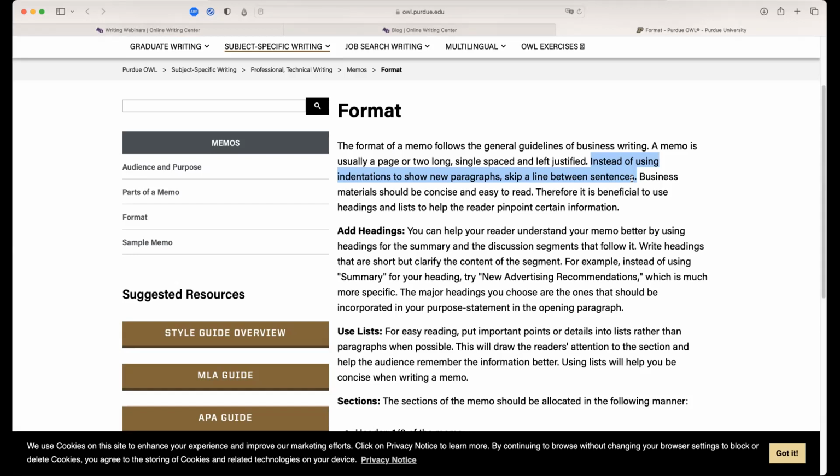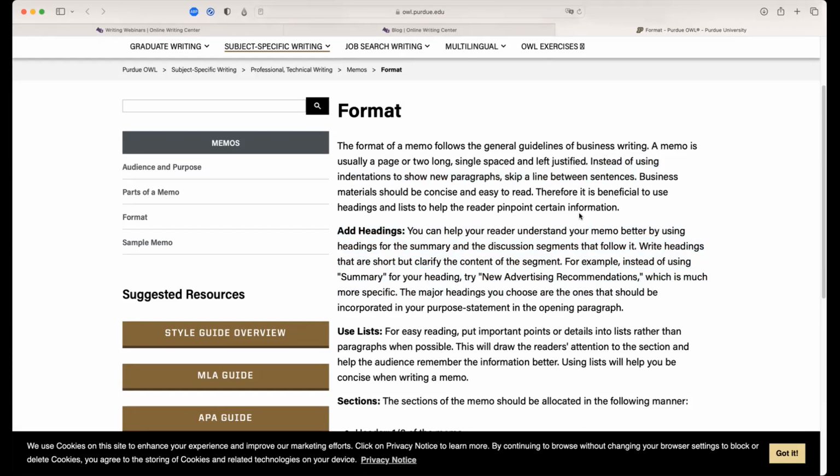Business material should be concise and easy to read. Therefore, it is beneficial to use headings and lists to help the reader pinpoint certain information. And I should specify here that when it says lists, we're talking about things like bulleted and numbered lists, rather than having an in-paragraph list. And there are cases when you would want that, but probably less likely in a memo. Why? Because the bulleted or numbered lists are actually easier and faster to read. There's more white space around them, and that makes it easy for people to spot something and easier for them to digest it.